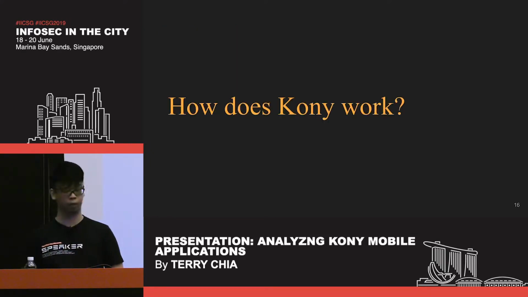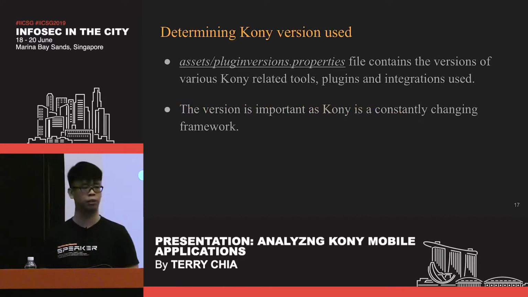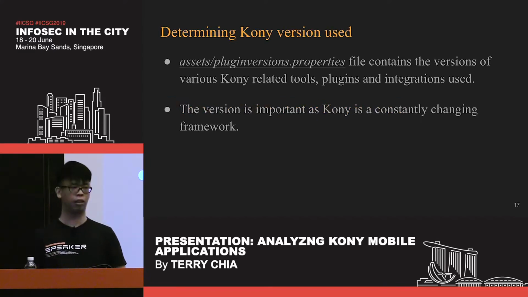So how does Kony work? The first thing that you might want to know is what version of Kony is used to build the application. And you can get that information from a file in the APK called pluginversions.properties. And that file contains the version strings of all the Kony related tools, plugins, and integrations used to build the application.